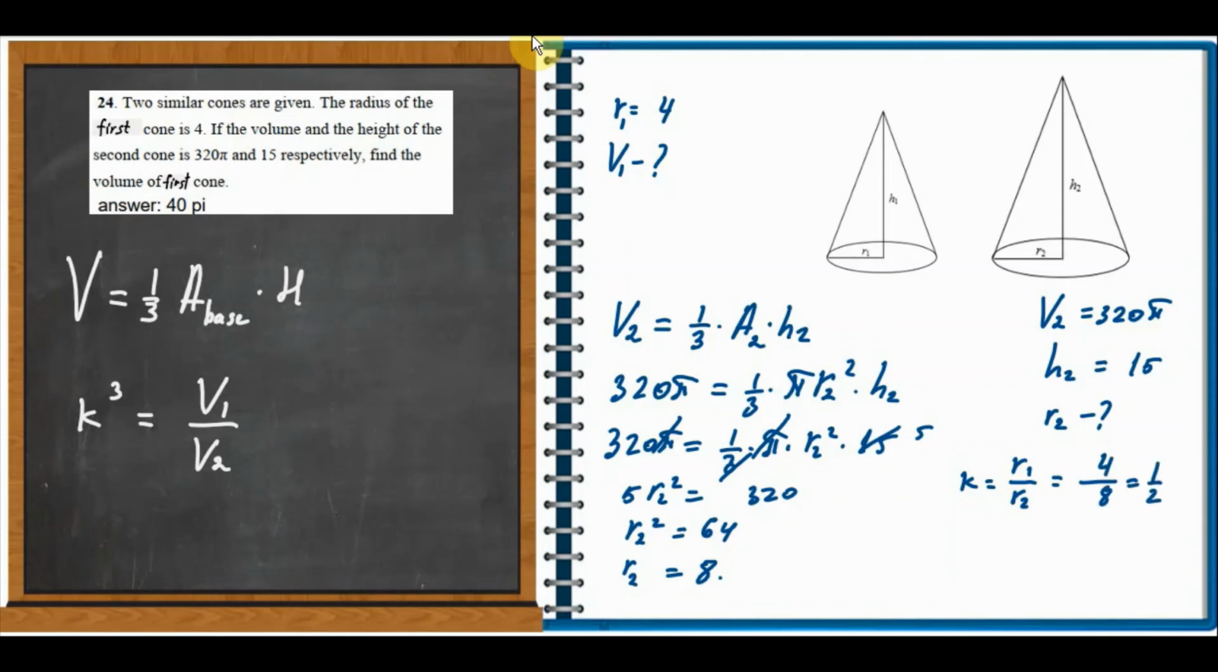Now we know that k cubed is equal to the volume of the first cone over the volume of the second cone. Now volume of the first cone over 320 pi equals 1 over 8, and the volume of the first cone will be 320 pi divided by 8. It's going to be 40 pi. This is the correct answer.